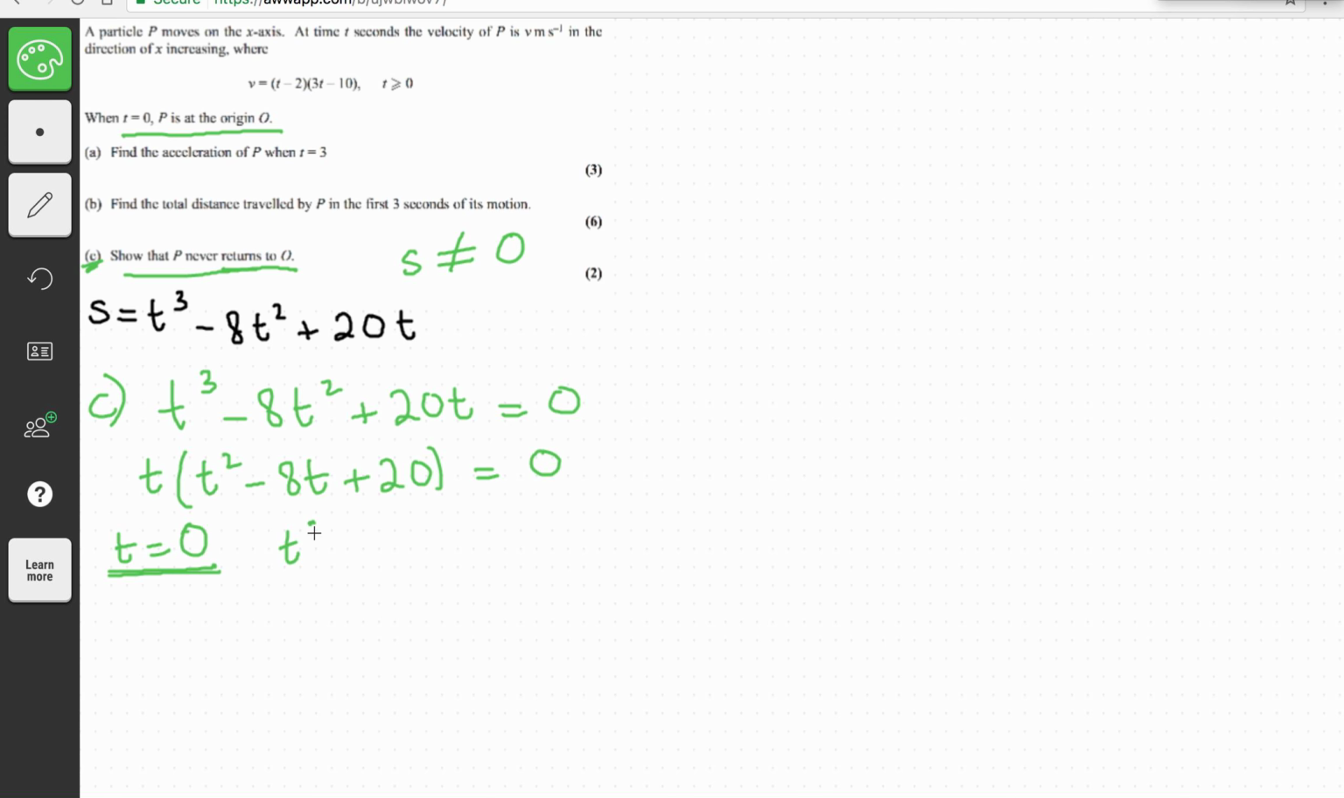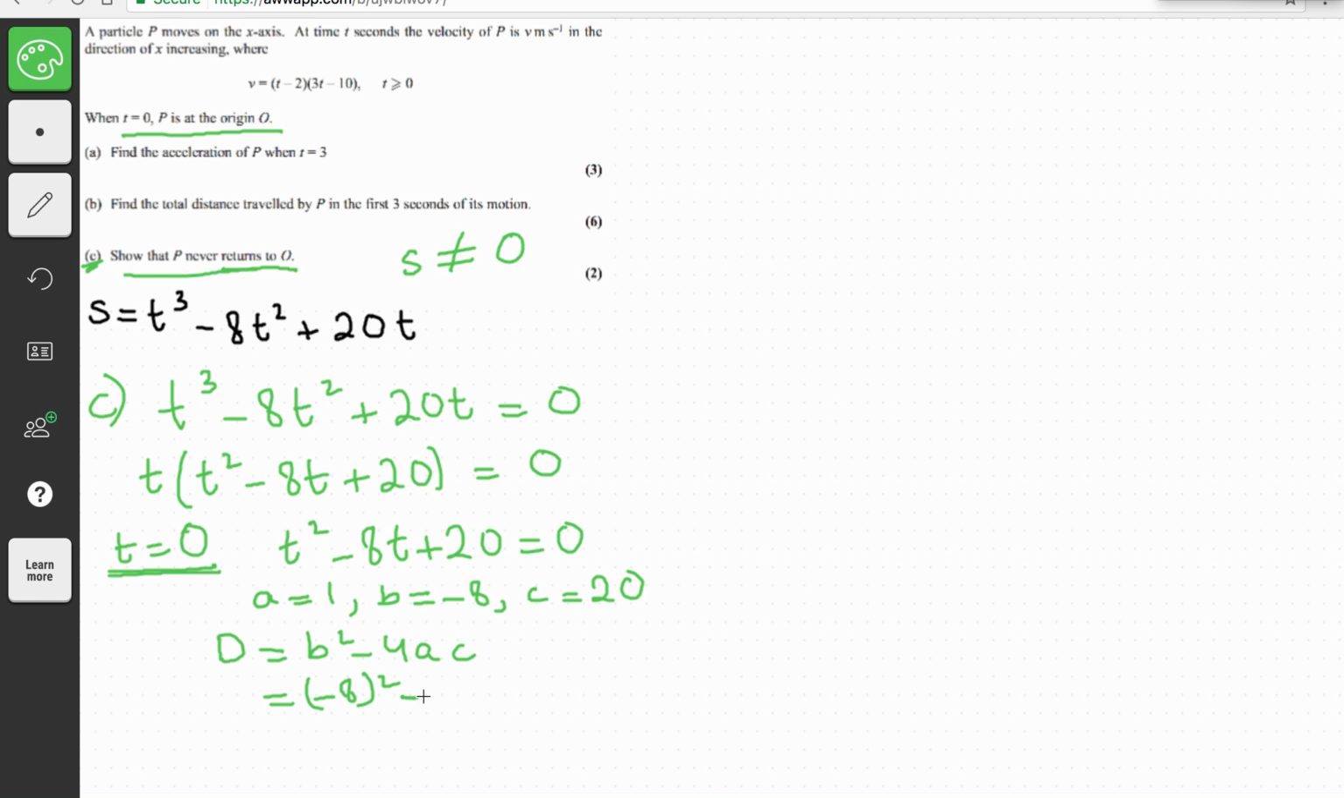So let's do this. t squared minus 8t plus 20 equals 0. Now to solve this, I'm going to use the quadratic formula. For that, a equals 1, b equals negative 8, and c equals 20. And the next step is to say that d equals b squared minus 4ac. b squared is negative 8 squared minus 4 times 1 times 20. And when I solve this, I get d as negative 16.